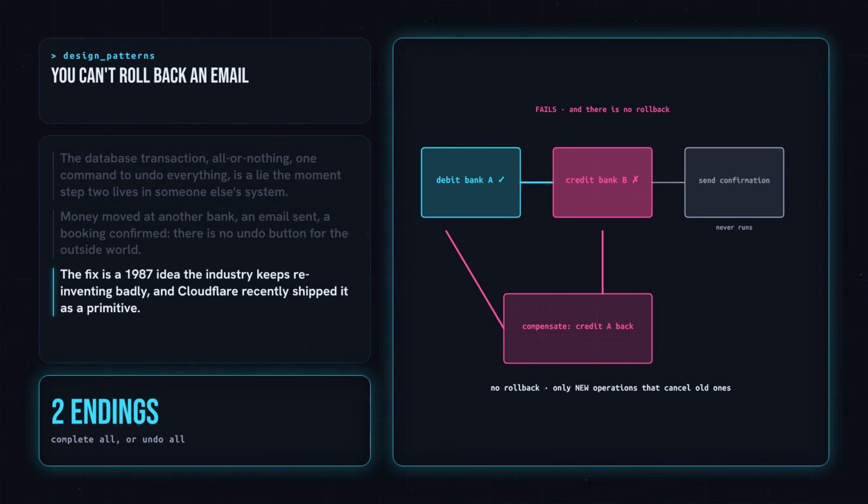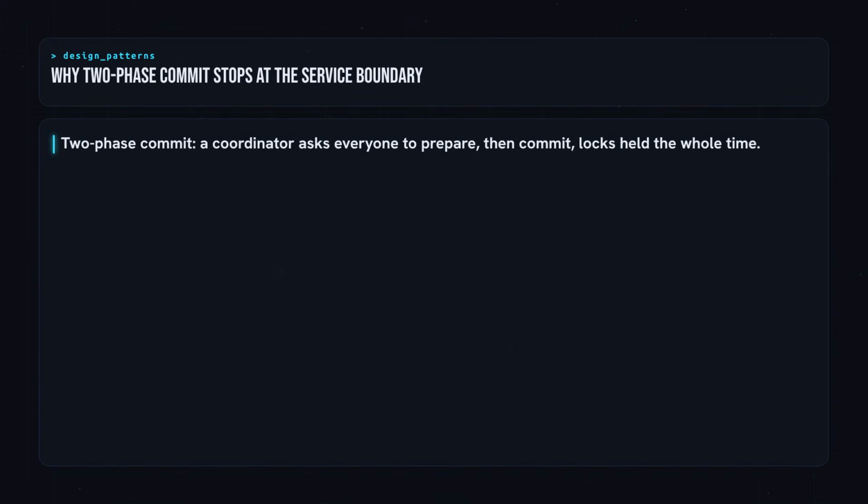The pattern that fixes this is from 1987. It is called the Saga, and Cloudflare recently shipped it as a first-class primitive. First question: why not just stretch the transaction across the services? There is a classical answer, and its ghost haunts every distributed systems interview.